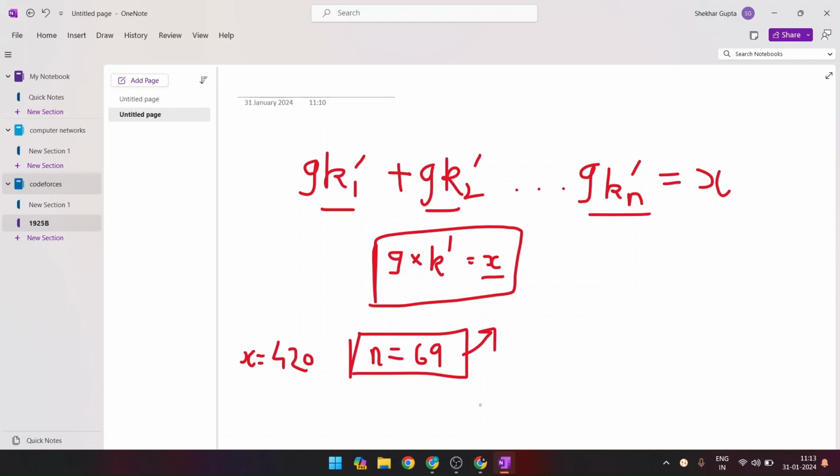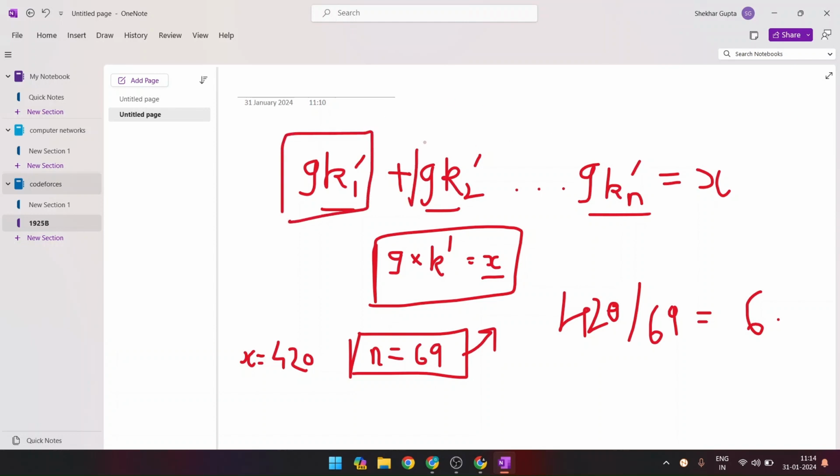So how can we get that? Okay, so let's say this is n. So what maximum GCD can be possible? If I do 420 by 69, I get some 6 point something. So the maximum I can have for g into k1 dash, g into k2 dash is 6, means I can have like 6 plus 6 up to some 6.